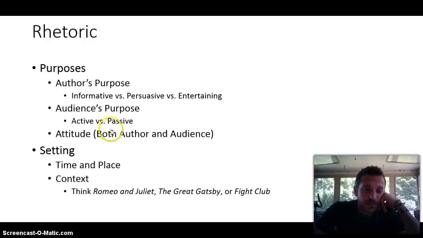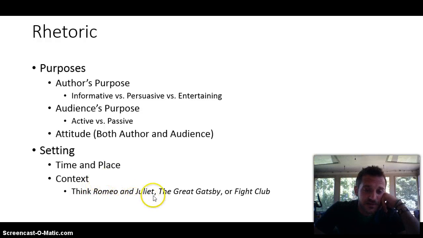Attitude, this kind of goes back to the background knowledge. Just keep your attitudes and your prejudices in mind, and make assumptions about your audiences when you're writing. And then setting, time and place, context, we've talked about that.